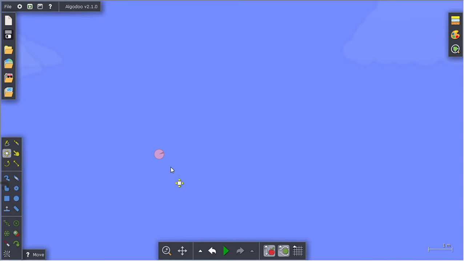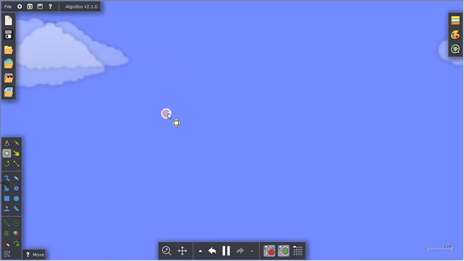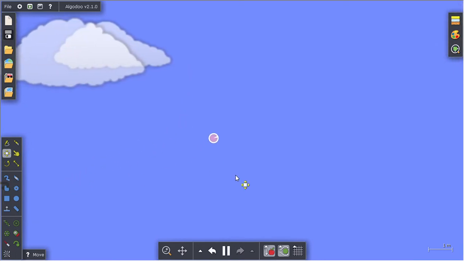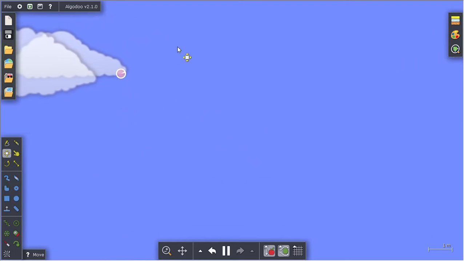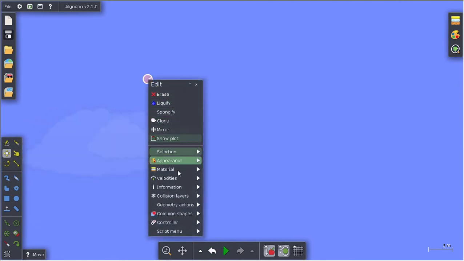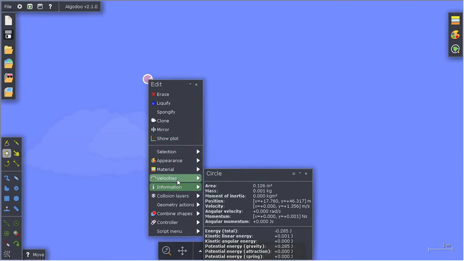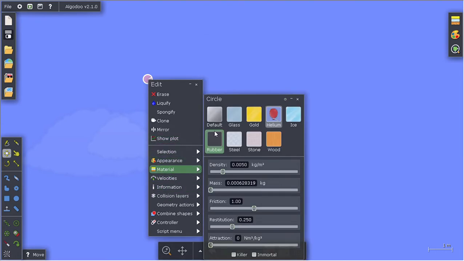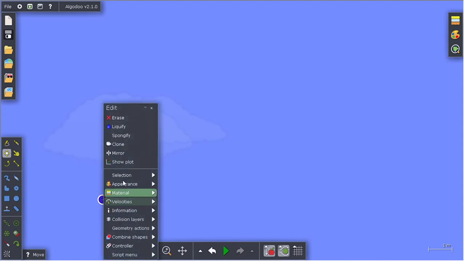You see what it would be like if no force acted upon this. It would just keep on going up forever because gravity isn't acting upon it. Whereas if I go to material, Default, it will eventually start sinking. So, yeah.